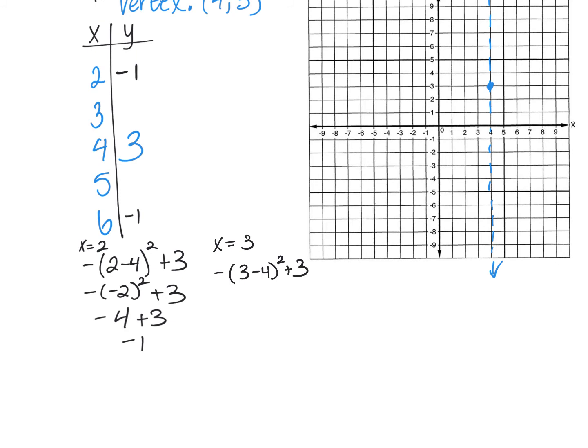Okay, so inside the parentheses we do first, so 3 minus 4 is negative 1. And then the exponent has to come next, so negative 1 squared is 1. And then I bring the negative down. Negative 1 plus 3 is 2. So we have 2 for the 3 and 2 for the 5. So we're going to plot those. Positive 2, negative 1. Three, 2.